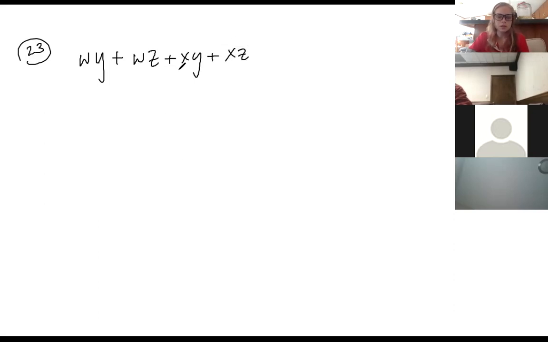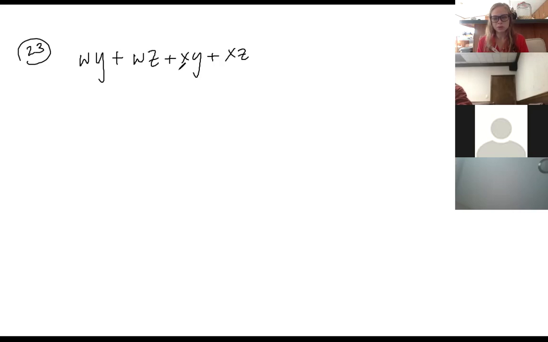All right, Katie, what's the first thing you ask yourself? Is there anything we can factor out? And is there? No, not in all of them. Good answer. This is not a trinomial. It's a polynomial.